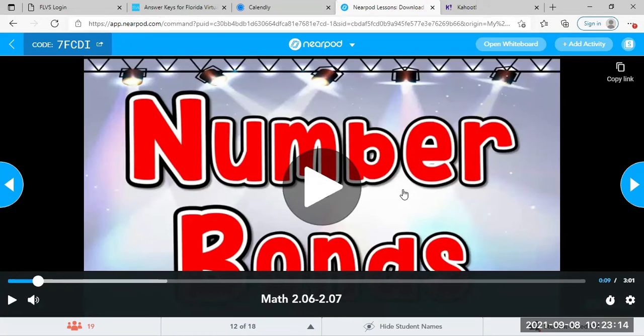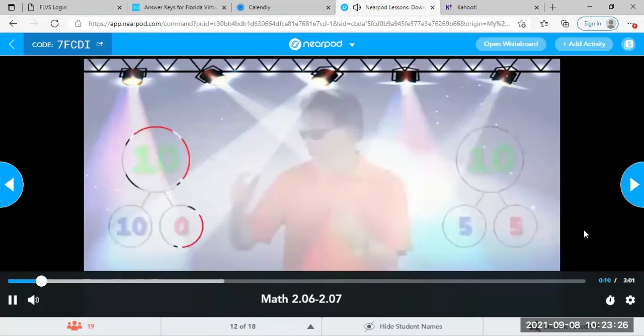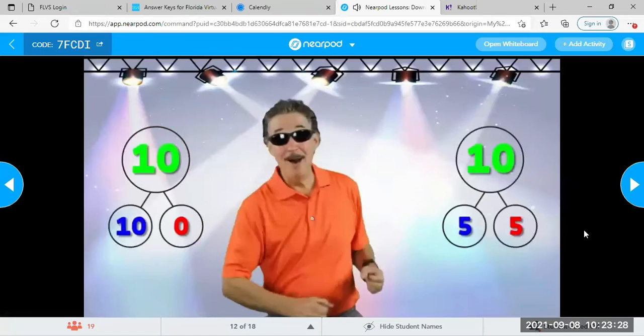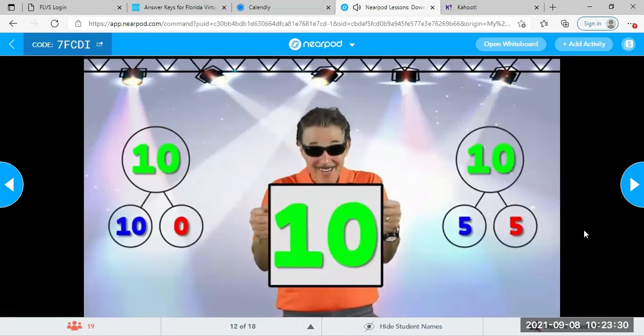So you guys are learning not only how to use a number line for addition, counting up, and subtraction, counting down, but now we're going to learn about number bonds. It's in your lessons, so pay attention. Number bonds that make 10.